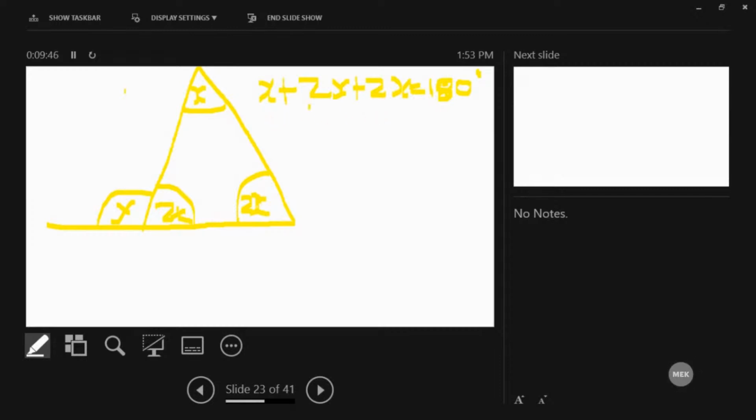All right, so x plus 2x plus 2x, that's 5x. And that gives us 180. Therefore, x would be 180 divided by 5, which is 36 degrees.